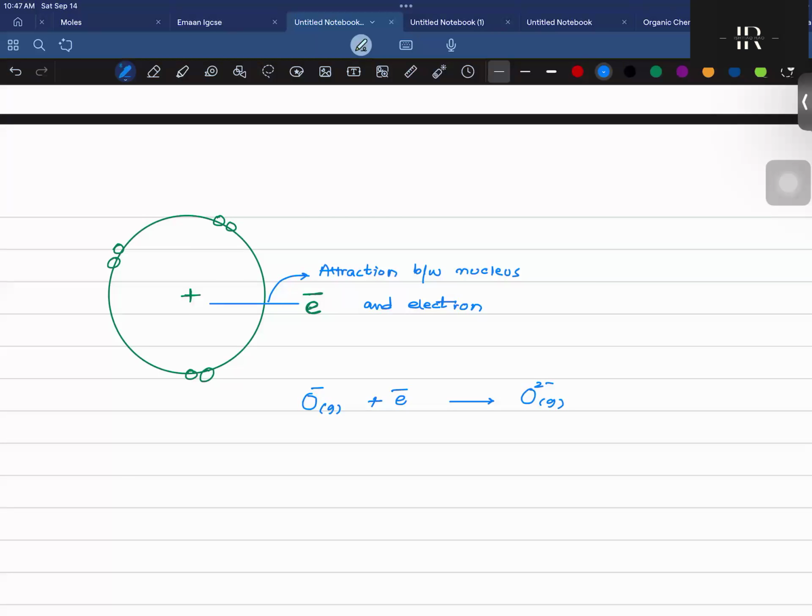Since there is a repulsion between the same charges, we would be overcoming this force of repulsion. Obviously, when you overcome the force of repulsion, you would be providing some energy. So this is the reason I can say that the reaction is endothermic basically.